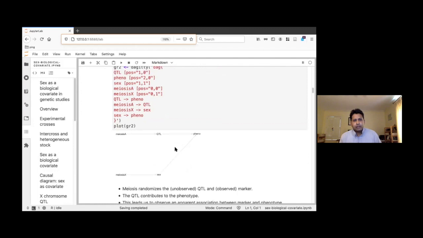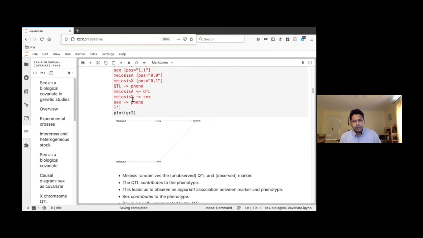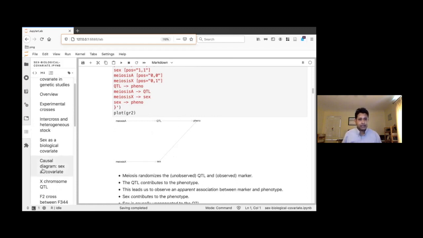Okay, I want to go back here again, to this causal diagram. Now, this diagram does not specify the nature of the effect of sex and Qtl on the phenotype. So as we will see later, the additive model that I just used is an assumption, but in particular, the model that specifies how Qtl and sex can contribute to the phenotype can be more complicated. It doesn't have to be an additive model, like I just said.